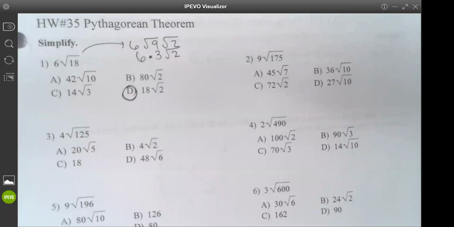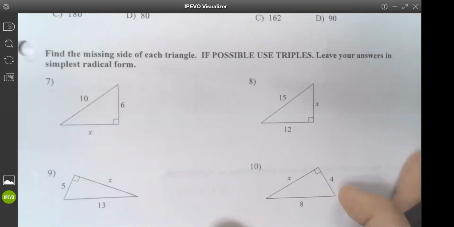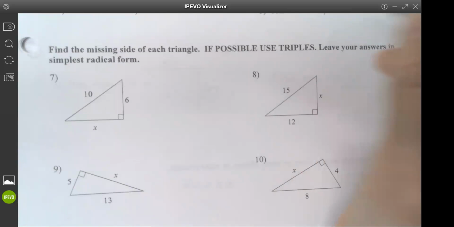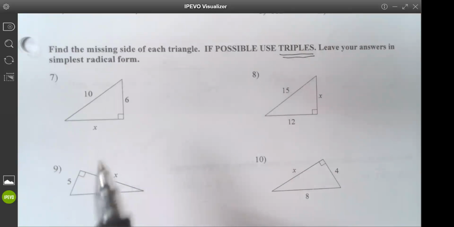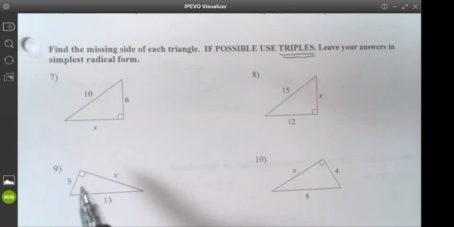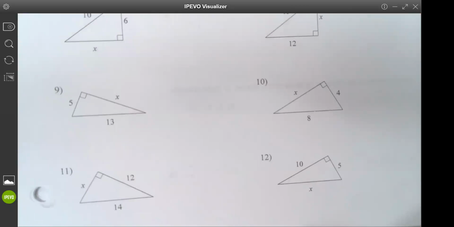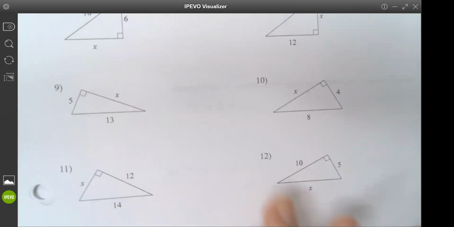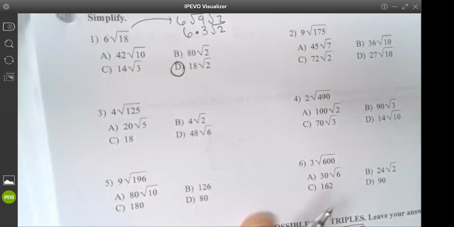So it starts with simplifying. Then it goes to find the missing side. And it's challenging you to try to identify triples. So look at the triangle and decide, do I have a triple here? If I do, I'll use the triple, and then you just write the answer. You don't have to do any math, you just write the answer because you know that it's a triple. If it's not a triple, then you can use the Pythagorean theorem to solve. Okay? Does that make sense, what you're doing right now? So this is homework 35.